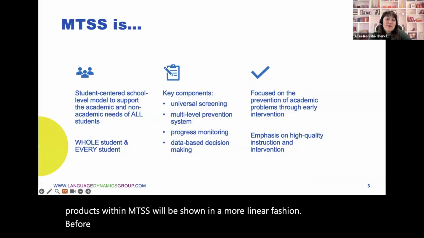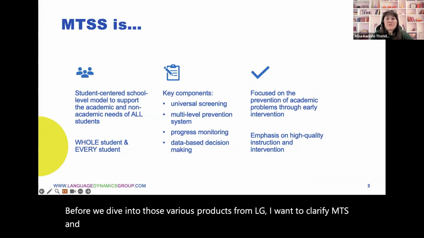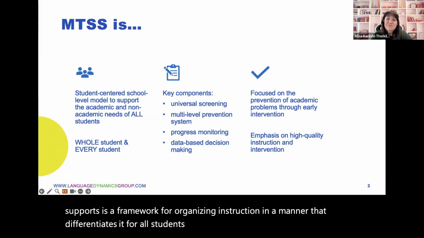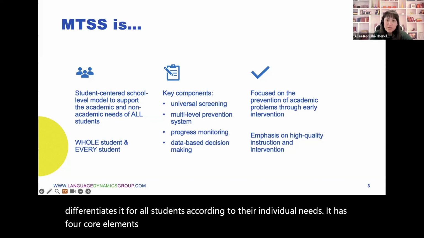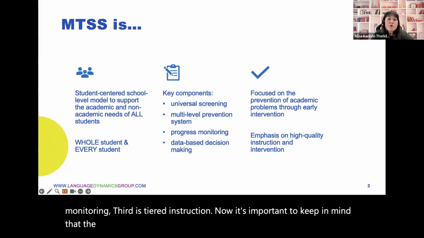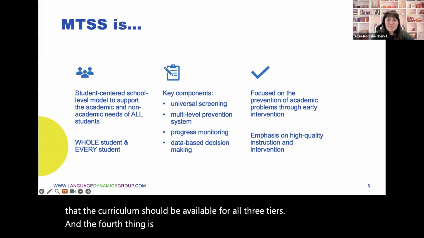Before we dive into those various products from LDG, I want to clarify MTSS and make sure we are all on the same page. So multi-tiered system of supports is a framework for organizing instruction in a manner that differentiates it for all students according to their individual needs. It has 4 core elements. First is universal screening. Second is progress monitoring. Third is tiered instruction. Now, it's important to keep in mind that the curriculum should be available for all 3 tiers. And the fourth thing is data-based team decision-making.